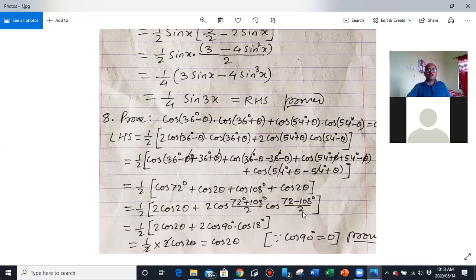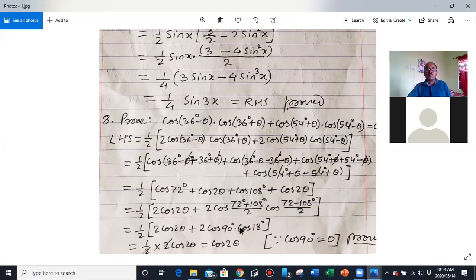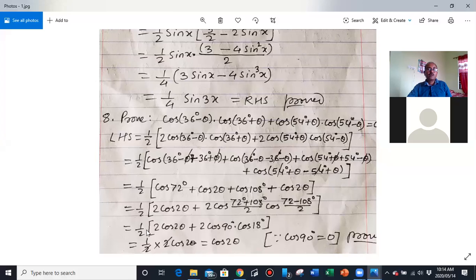So 2 cos 2 theta, plus 72 plus 108 is 180 by 2 is 90 degree. 2 cos 90 degree, and here the difference divided by 2 is negative, but in case of cos we have written cos 18 degree. Now this part will be 0 because the value of cos 90 degree is 0. 2 into 0 into this, it will be 0. So this part is removed. What is left? 1 by 2 into 2 cos 2 theta. So 2 cancel, finally cos 2 theta.